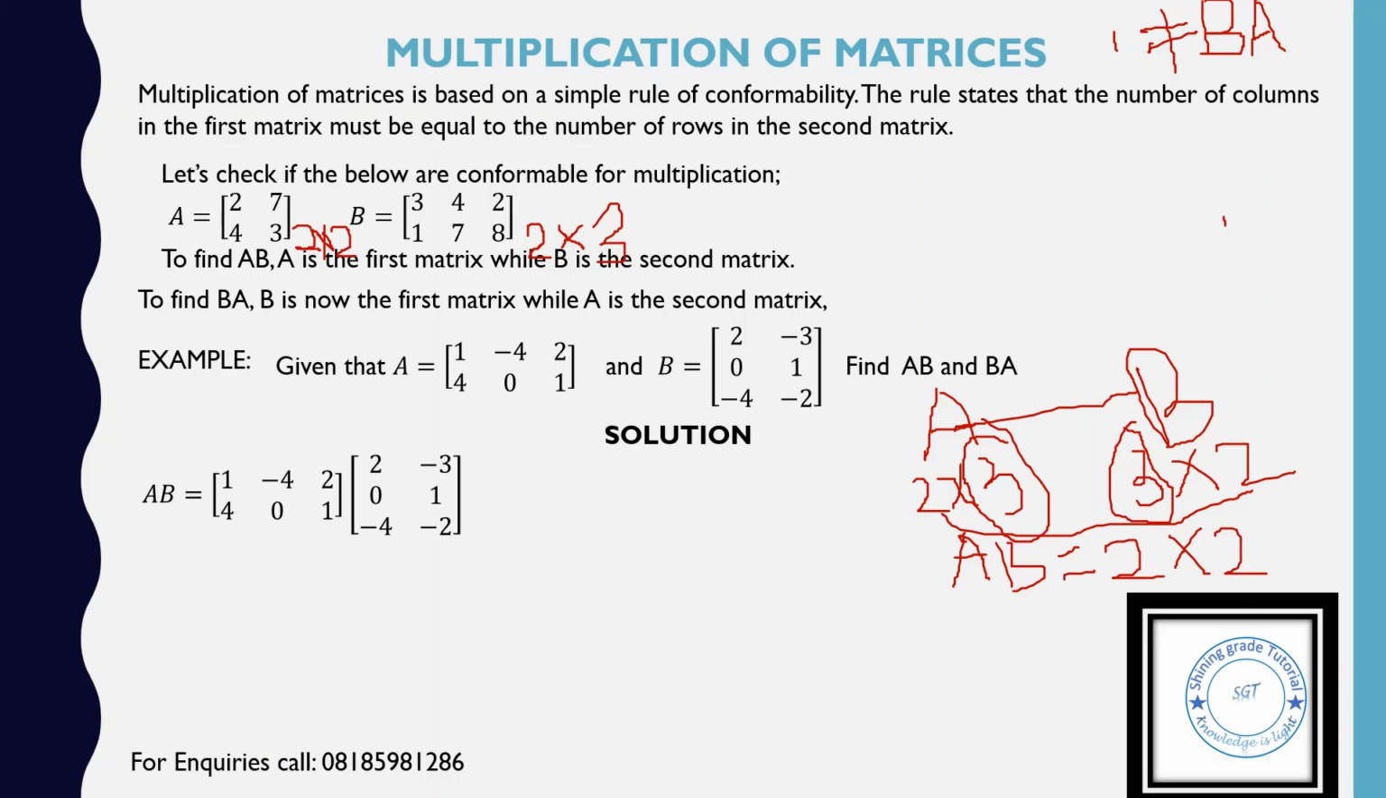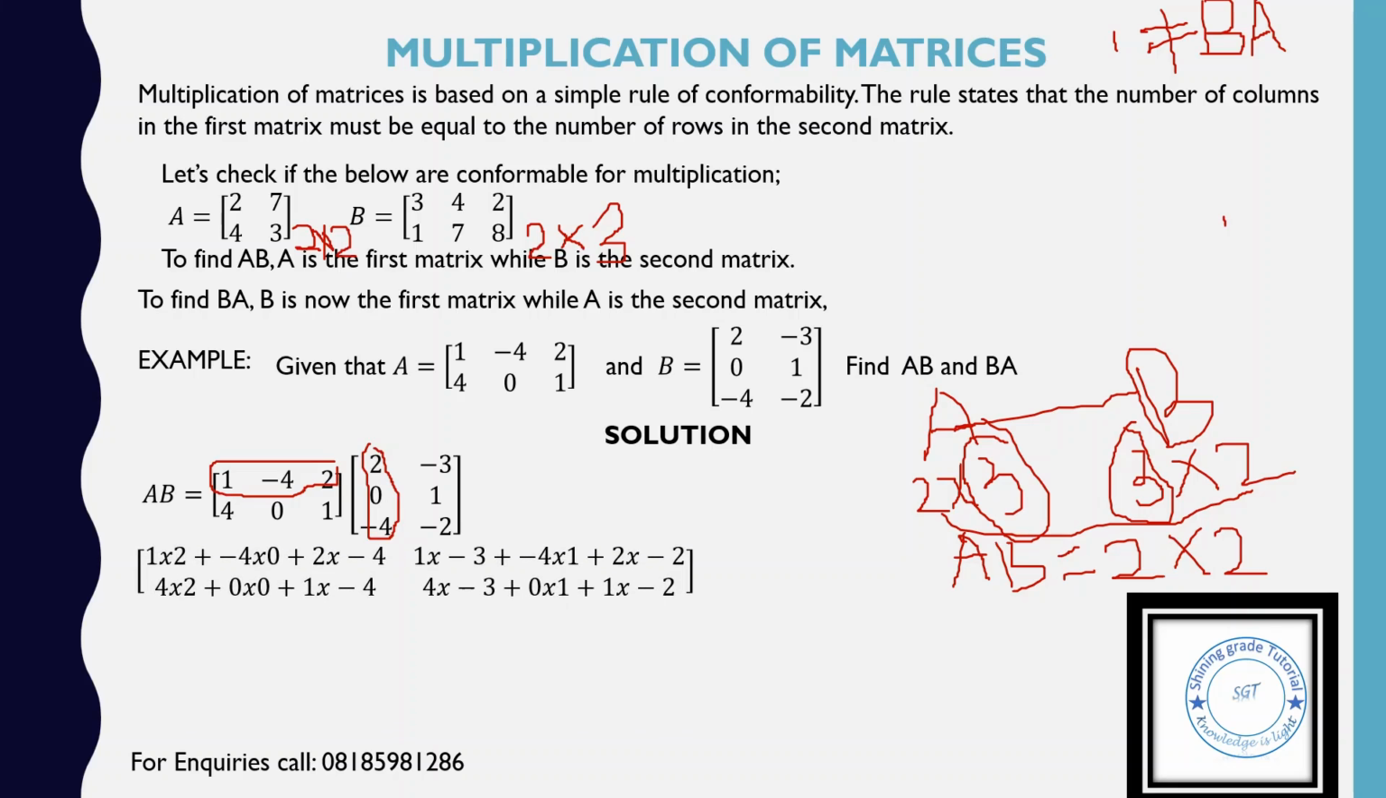What you need to do is use the first row to multiply the first column. That will be 1 times 2, plus minus 4 times 0, and then 2 times minus 4. Once you are done with that, you then multiply the second row. No, sorry. Once you are done, you use the first row again.